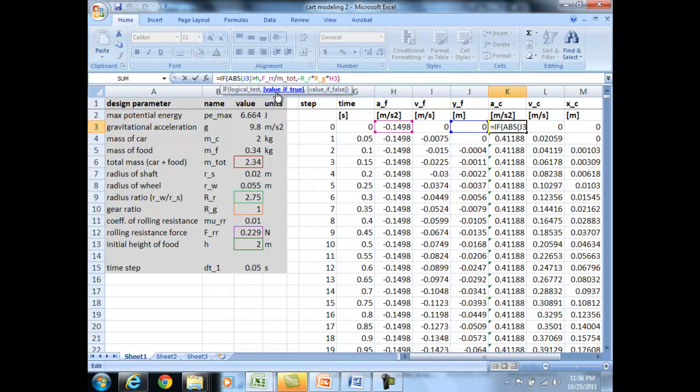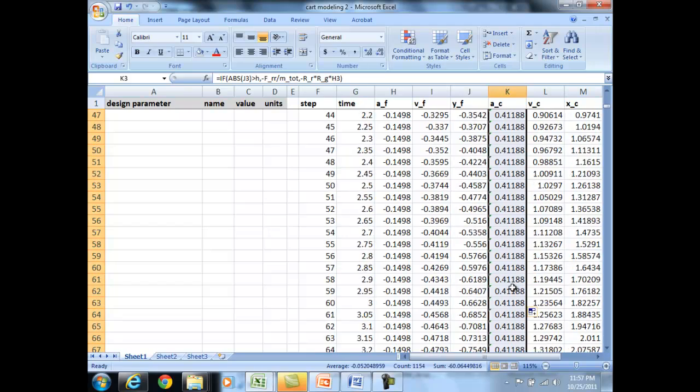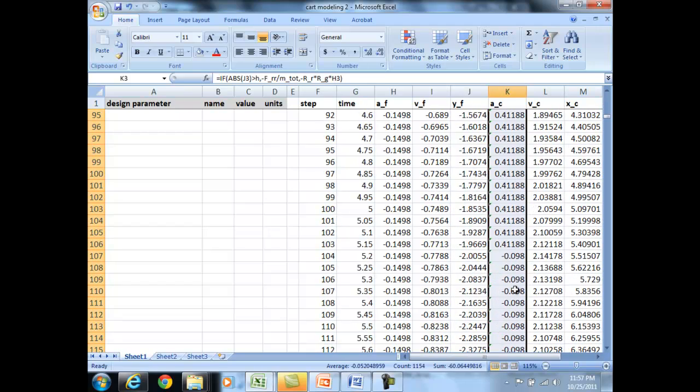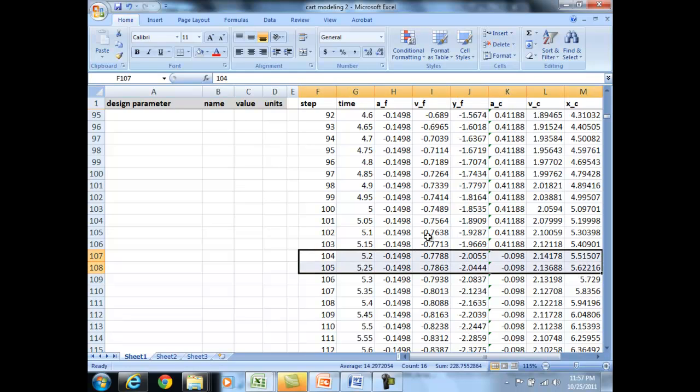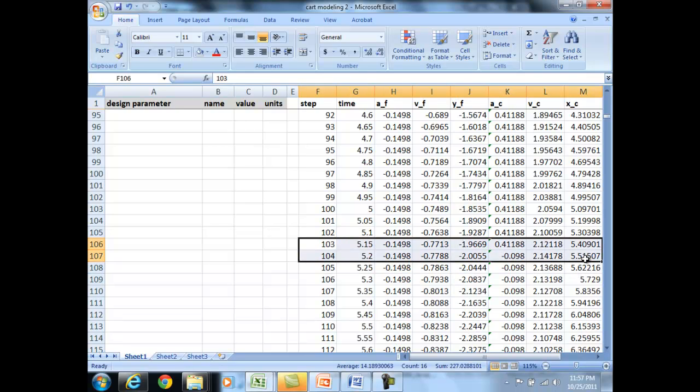So if the absolute value of the food position is greater than our H value, then we're going to have a minus FRR divided by M total for the acceleration, and that other equation was fine, so let's go ahead and fix that and scroll down and see if we now have a negative acceleration. Okay, good. That's better.